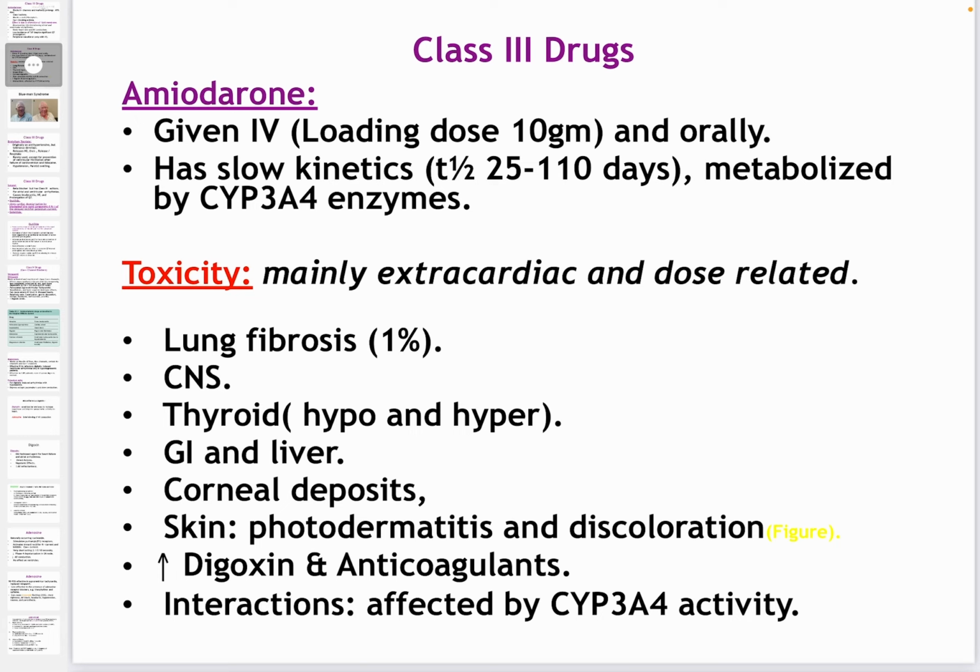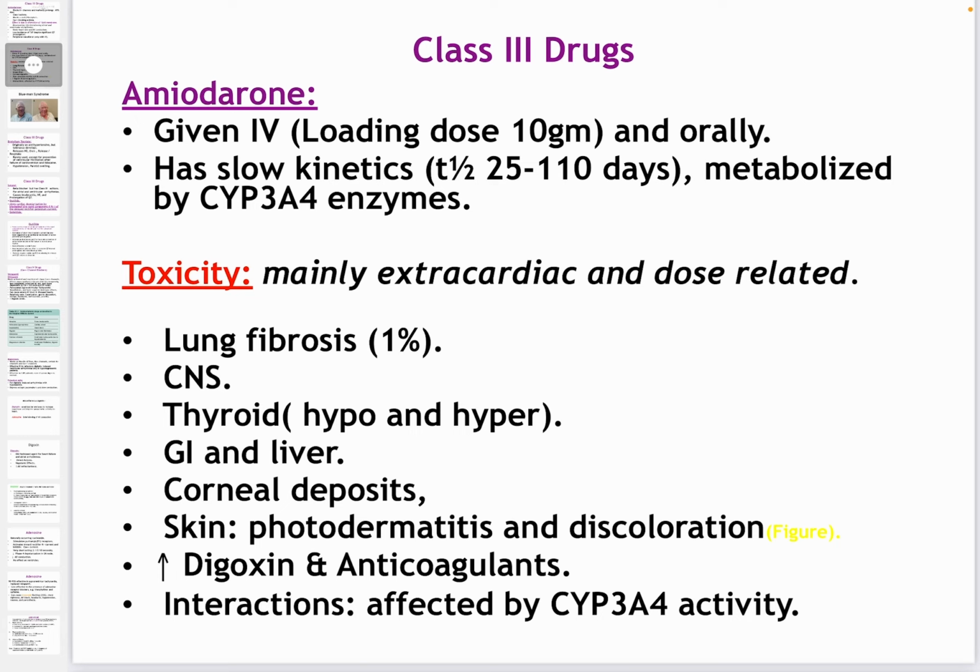Now, how do we use amiodarone? We said it's mainly used to treat acute conditions. So in an acute condition, we give it IV. We start with a high loading dose, and then we continue the patient on an oral dose of the drug. The half-life is very long, between 25 to 110 days.